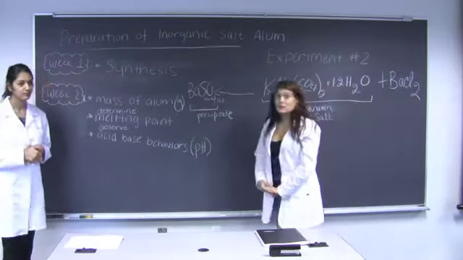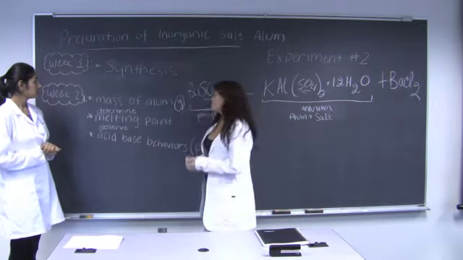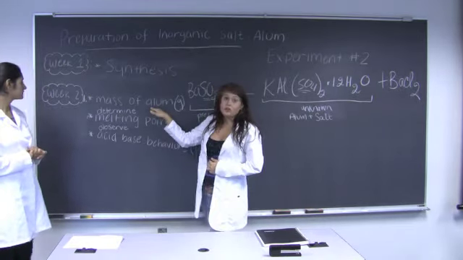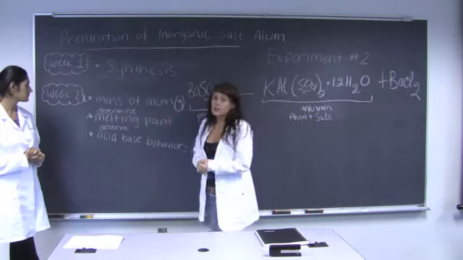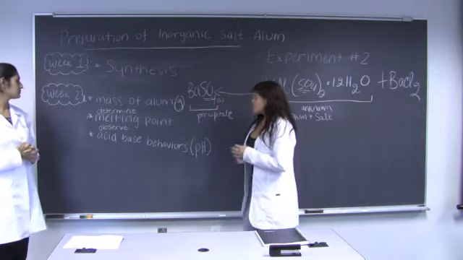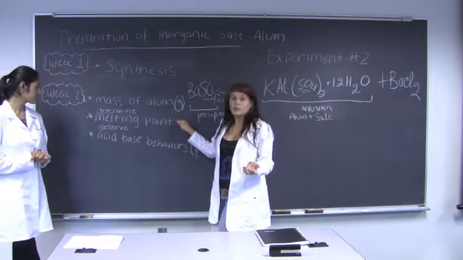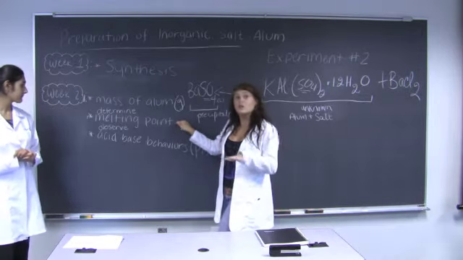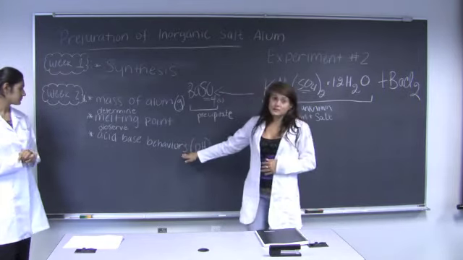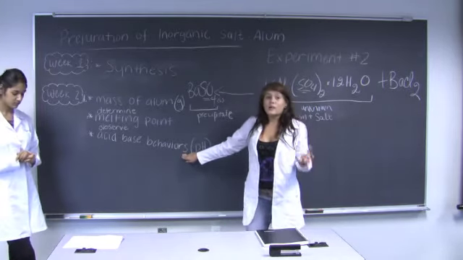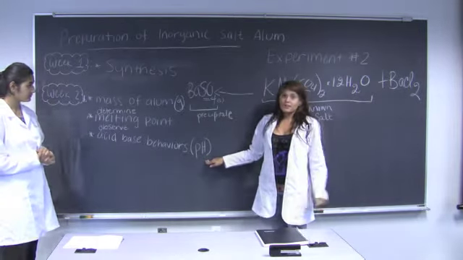In week 2, we're going to be collecting the mass of the alum that we prepared in week 1 and measuring it. After we measure and record the mass of the alum that we created, we're going to take samples of it and determine the chemical properties. Specifically, we're going to be determining the melting point, which will help us test for any impurities because generally impurities lower the melting point. And we're also going to be observing the acid-base behaviors by dissolving the alum in water and then testing the pH with litmus paper.